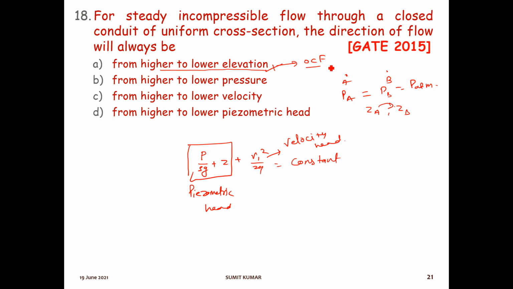But that is in case of open channel flow. Here it is written closed conduit of uniform cross section, a closed pipe. So the correct answer will be higher to lower piezometric head. So option number D will be the right option.